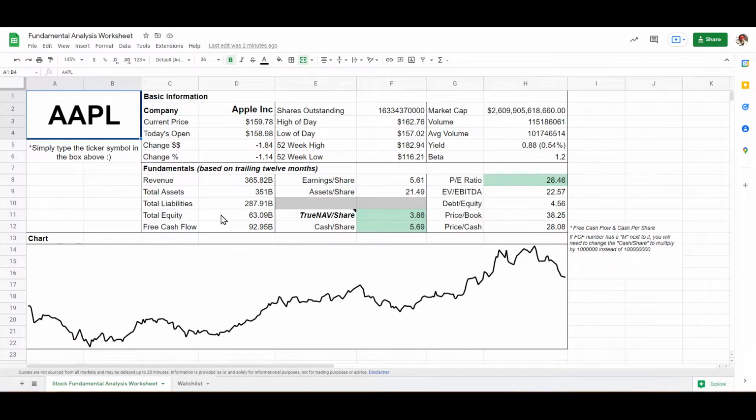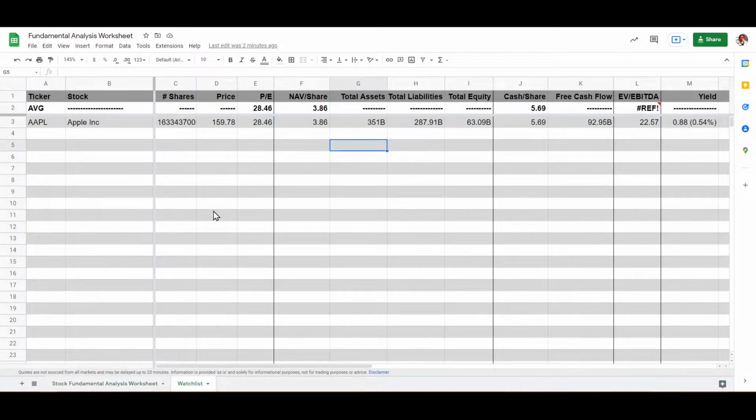I've got a Google Sheet, and it's basically two different pages. The first is the stock fundamental analysis worksheet, and this is obviously pertaining to one specific stock. Right here, I've got Apple up on the screen. We use this to look at a couple of basic fundamentals of a company to see if that is a company that we want to watch, which then we would import into our watch list, which will cover a number of those items as well.